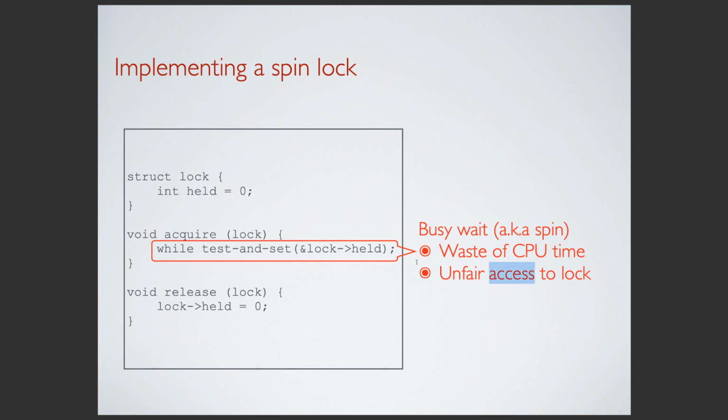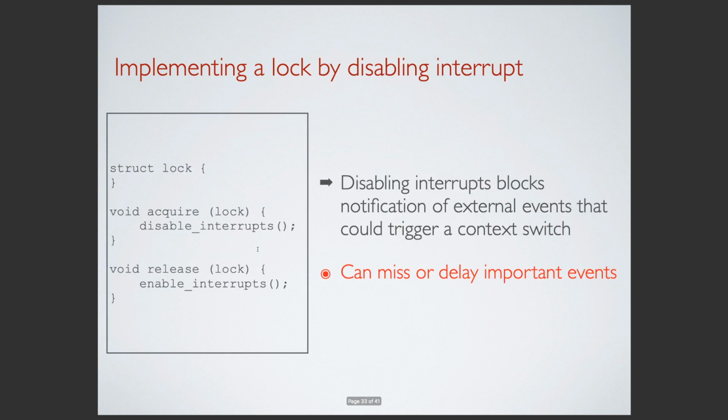And there's an unfair access to the lock, right? Because imagine you have multiple threads, it's gonna be a race, okay? It's gonna be some kind of, you know, who is going to be the first one to actually test and set the lock. Here, there might not be any fairness, right? One thread can go a long time without having the lock. So it's not great.